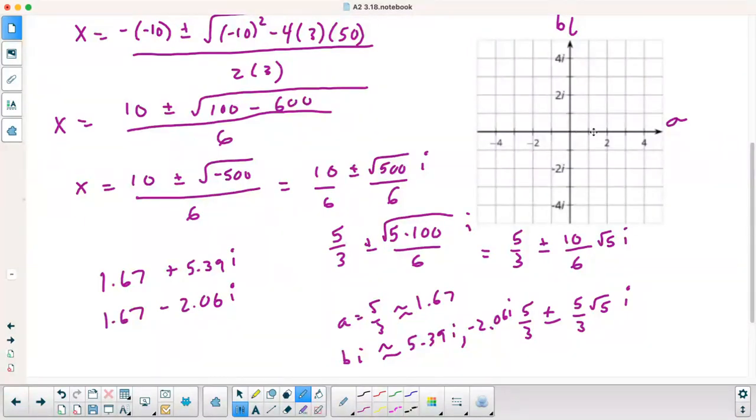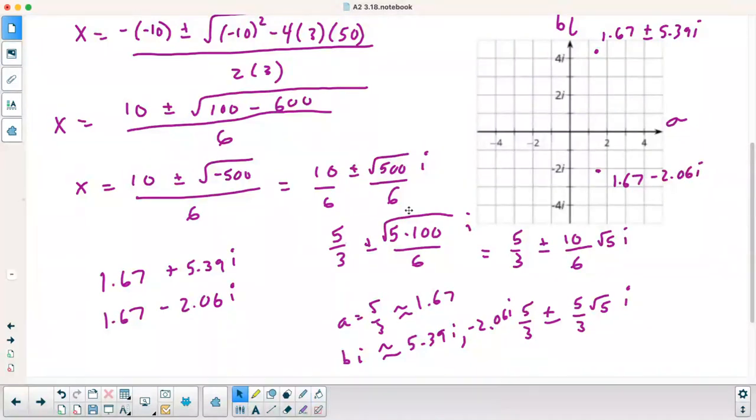So I go to the right 1.67 and I go up 5.39. There's my first one. And then I go to the right 1.67, I go down 2.06. And actually this one would probably be a little bit closer to the 2. There we go. So there are my 2 non-real solutions.